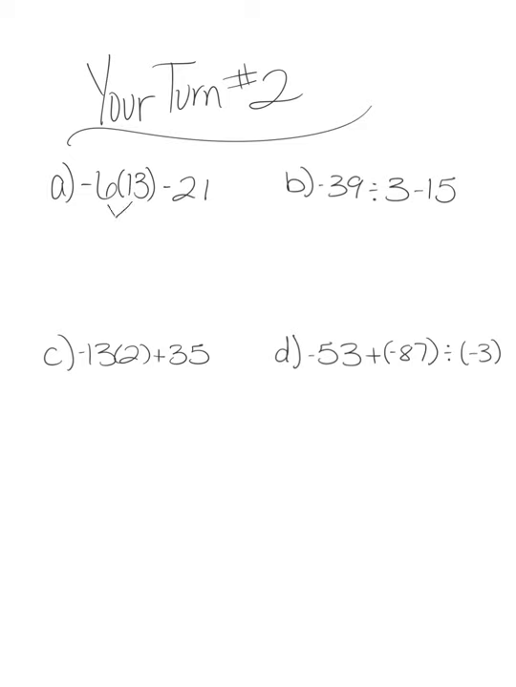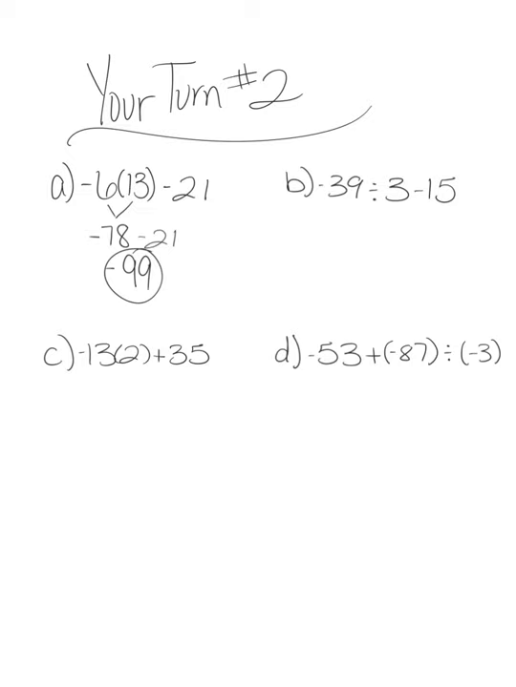6 times 13, which is 78, and a negative times a positive is a negative, so negative 78 minus 21 is my simplified expression, and negative 78 minus 21 is negative 99. And I will rewrite that quick. Negative 99.